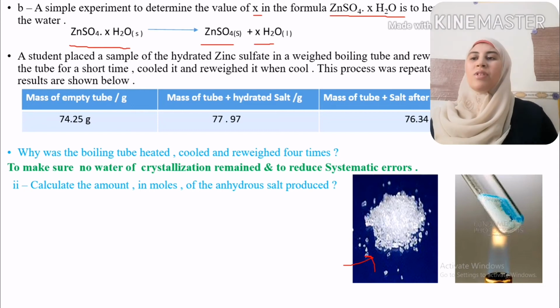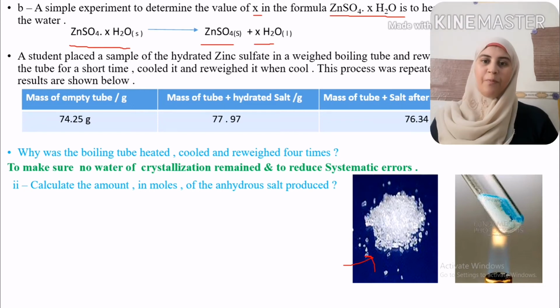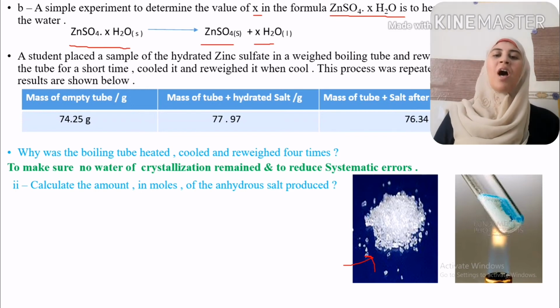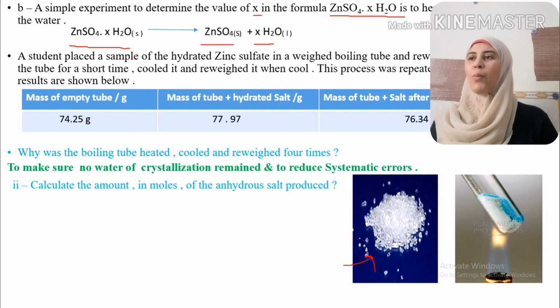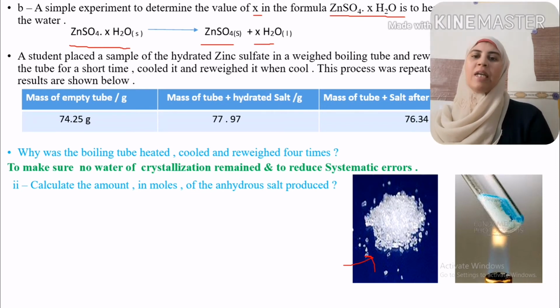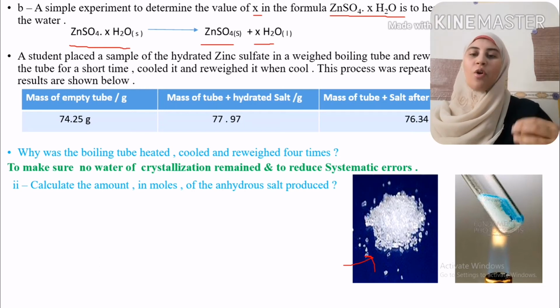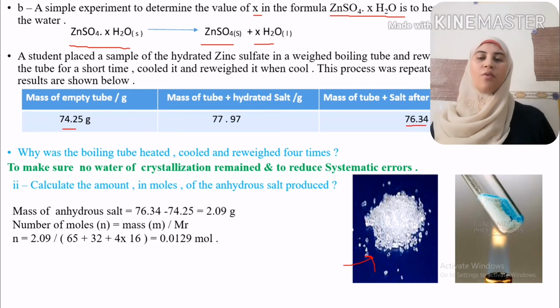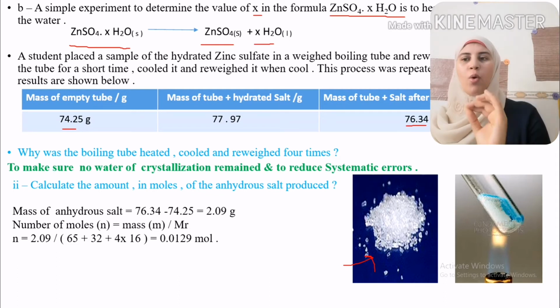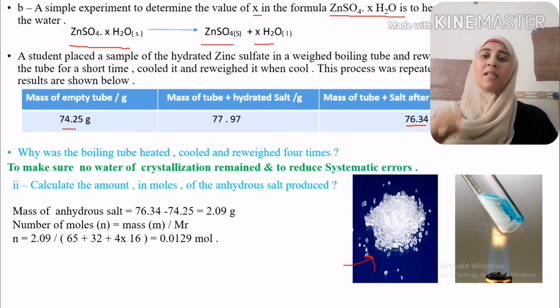Calculate the amount in moles of anhydrous salt produced. At first, to know the mass of anhydrous salt produced, how can we calculate it? Of course, we have the mass of tube and salt after the fourth heating. So the mass of anhydrous salt is 76.34 minus 74.25. So we have 2.09 grams. It is the mass of anhydrous salt.